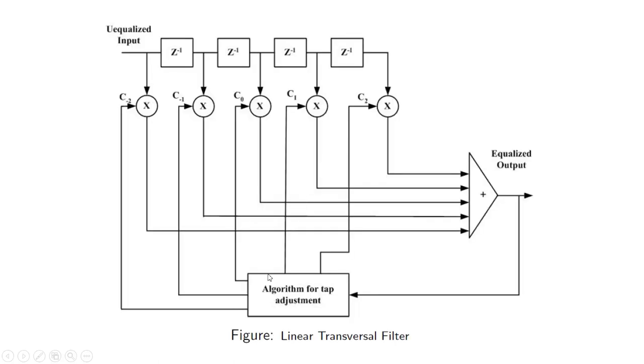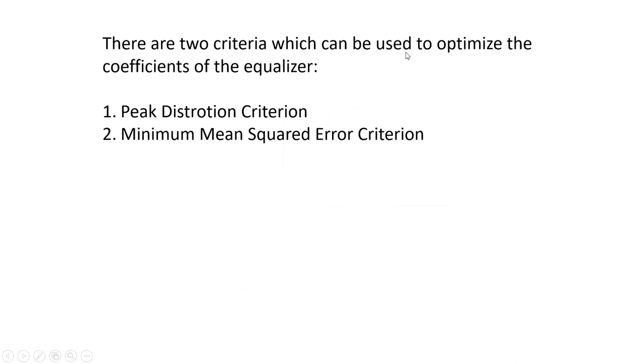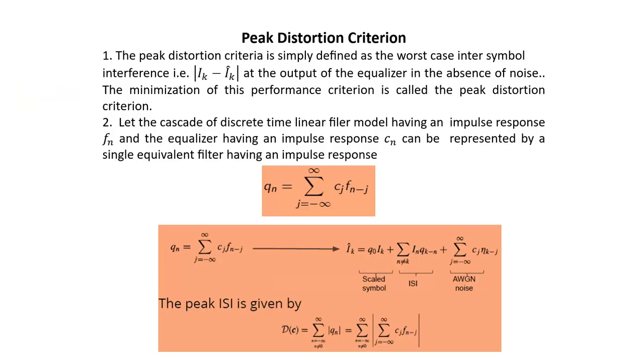Now, let us look at the algorithm or the criteria that we will use to optimize the coefficients of the equalizer. Two main criteria are used for the purpose of optimizing the equalizer coefficients. The first is the peak distortion criterion, and the second is the minimum mean square error criterion. Let us look at the peak distortion criterion. The peak distortion criterion deals with the worst case inter-symbol interference, which is given by the transmitted symbol minus the expected output symbol value. So this absolute error must be minimized.